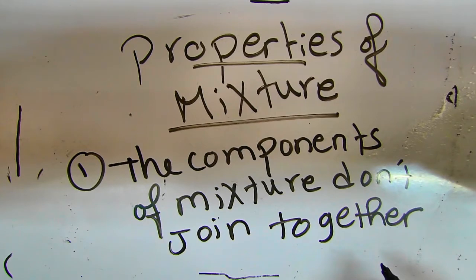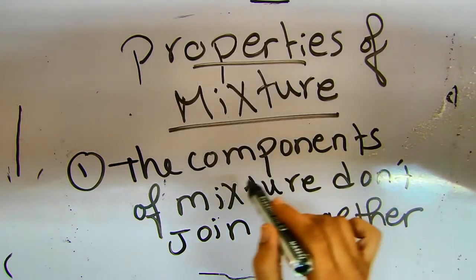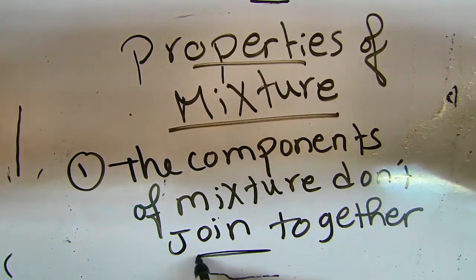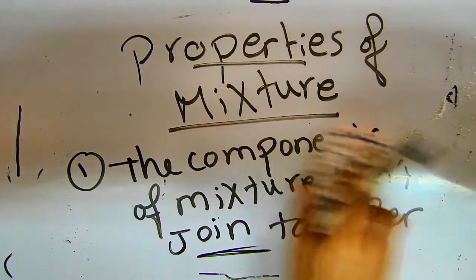If you put some tomato inside the salad, you can separate the tomato from the salad easily. Or if you have fruit salad, you can separate strawberry from the fruit salad easily. Or you have a vegetable soup, you can remove any desired amount of vegetable in your vegetable soup, so you can separate it easily. That means that the mixture components don't join together. It's easy to be separated.